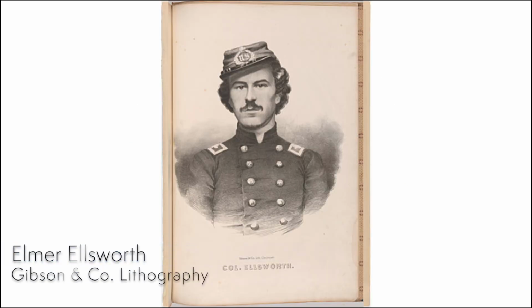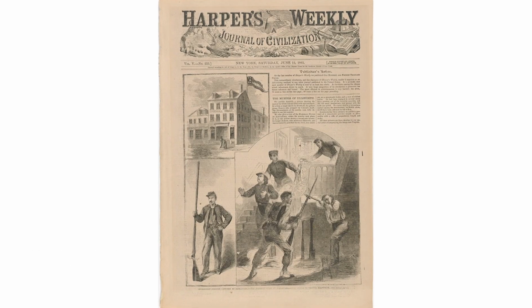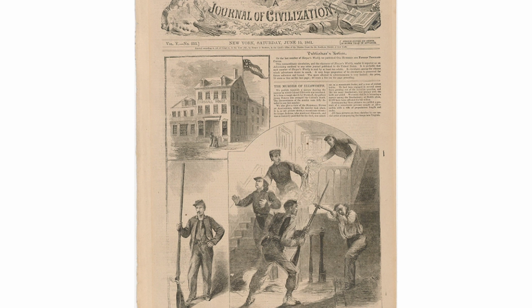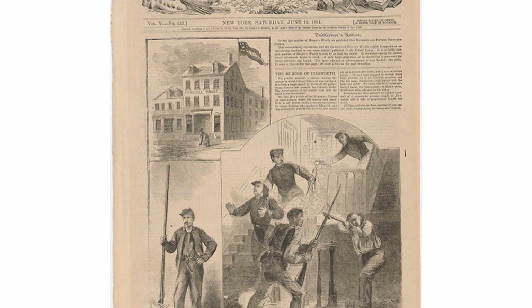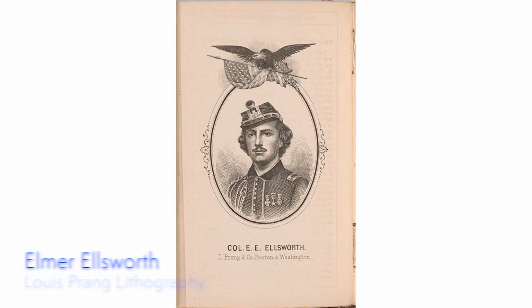This is a portrait of Elmer Ellsworth. He was the first casualty of the Civil War. He was killed while removing a Confederate flag from the roof of the Marshall House Inn in Alexandria, Virginia. The Prang Lithography Company used this oval emblem in all of its prints.